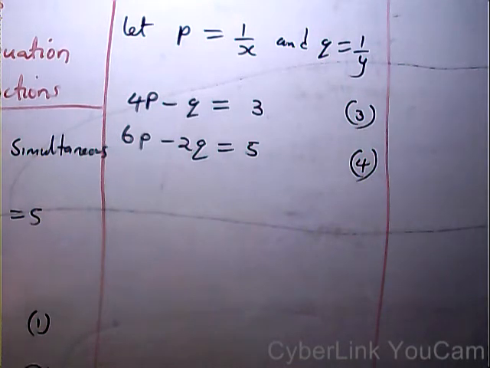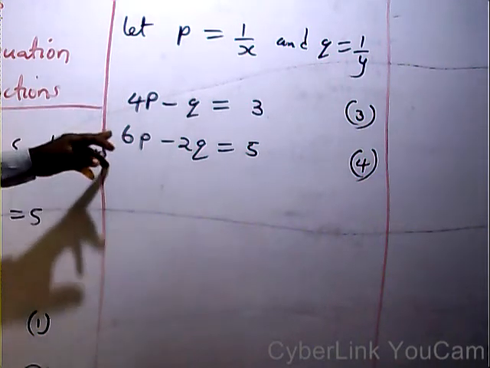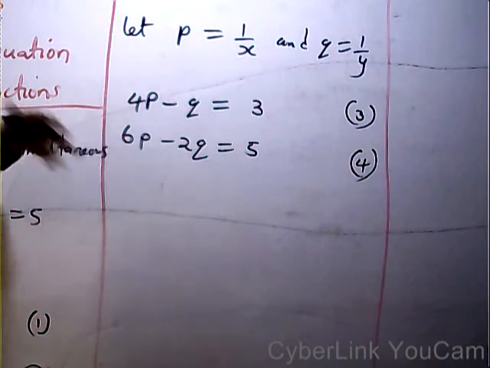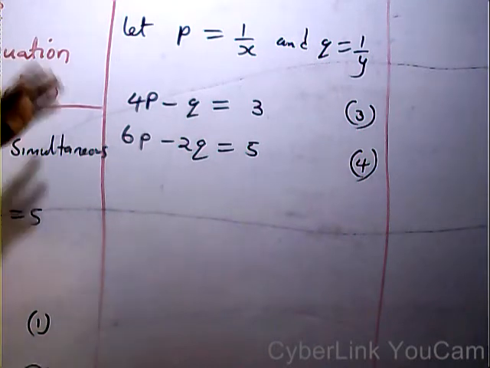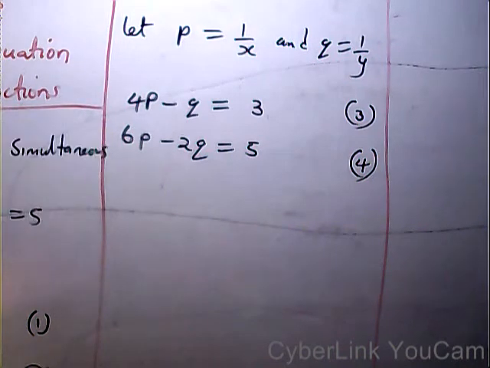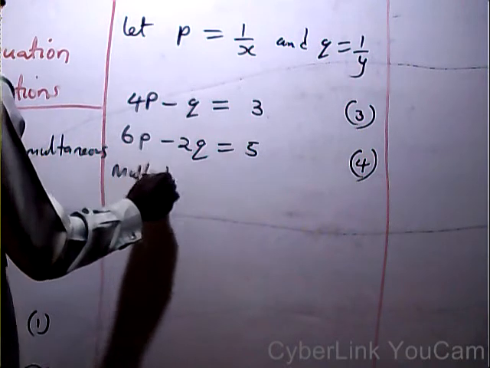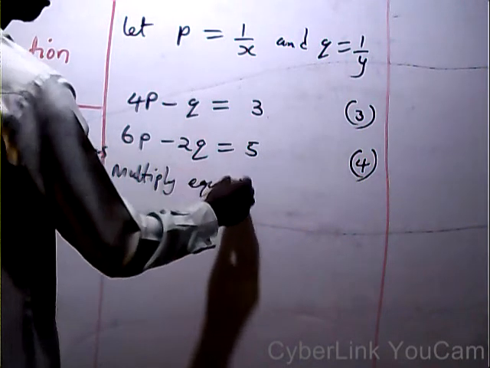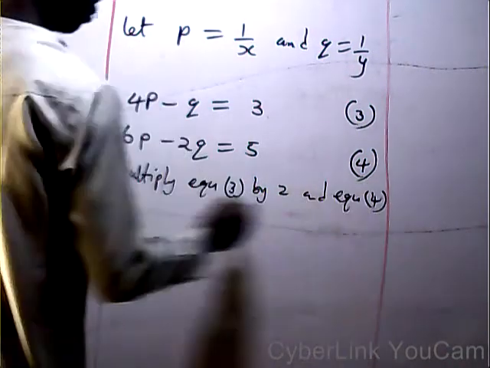So I want to use the elimination method. If I must use the elimination method, I can multiply equation 3 by 6 and multiply equation 4 by 4, but I don't want to get a bigger number. The number is too big. So it's better for me to multiply equation 3 by 2 and equation 4 by 1.